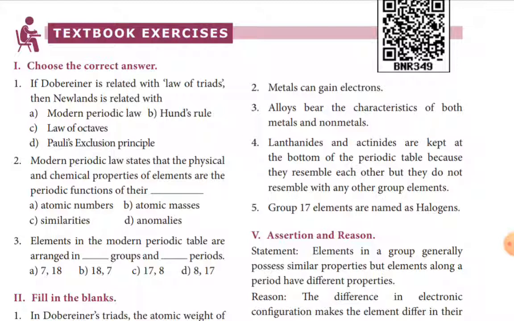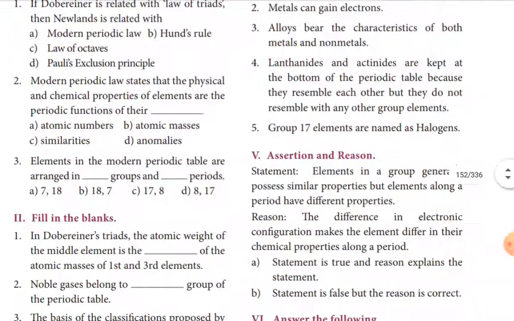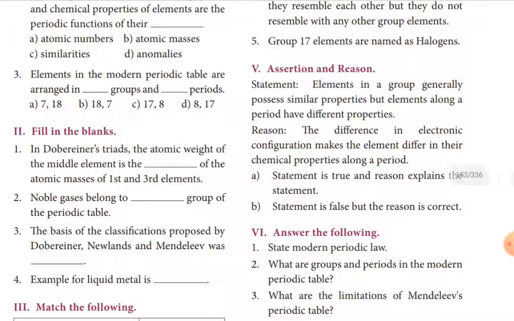Elements in the modern periodic table are arranged in groups and periods. How many groups? 18 groups in the modern periodic table and 7 periods. Then, in Dobereiner's triads, the atomic weight of the middle element is the average of the atomic mass of the first and third element. Noble gases belong to the 18th group, the last column in the modern periodic table.